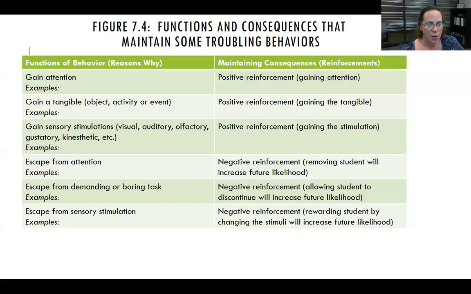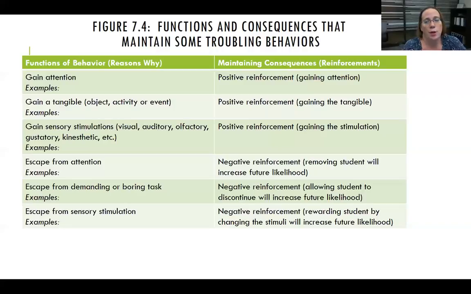Other examples are gaining sensory stimulations: visual, auditory, olfactory, gustatory, kinesthetic, etc. So just, we can reinforce, this happens sometimes, some parents reinforce with food. Their child gets positive reinforcement, but there are some consequences to that we don't really want.